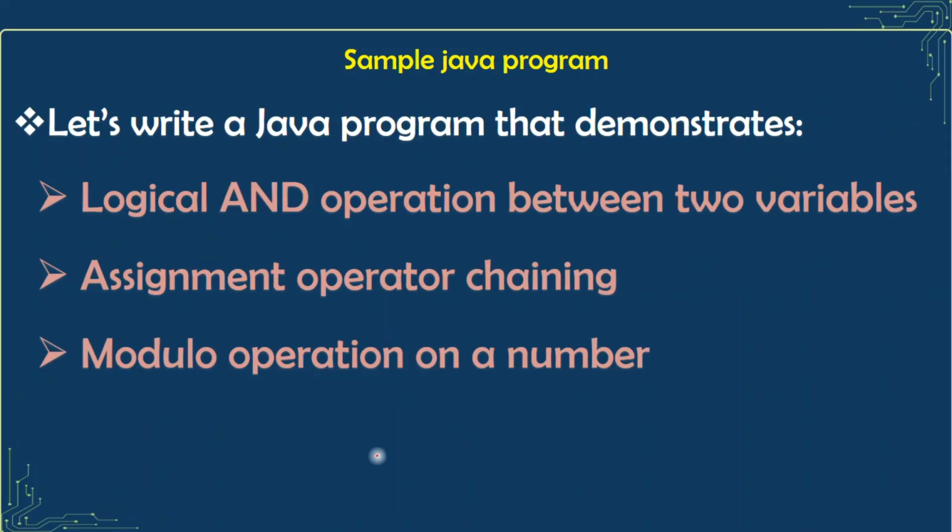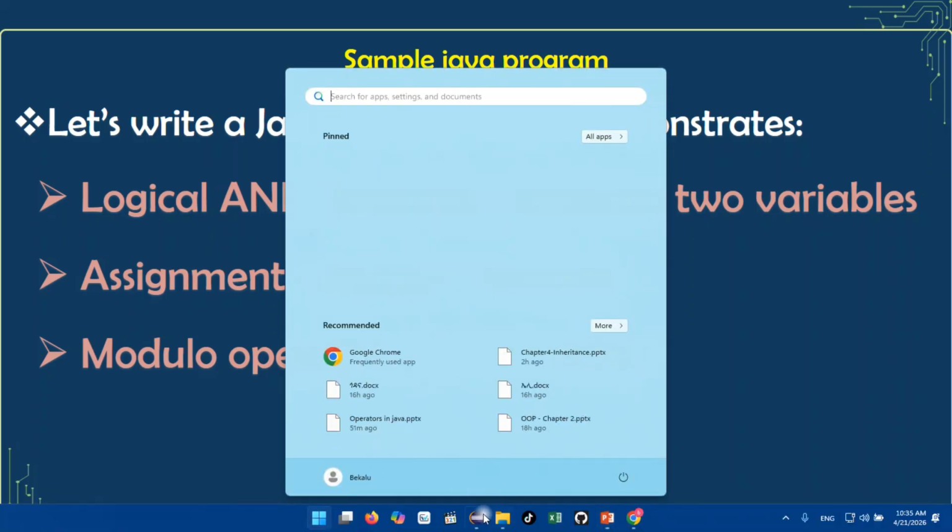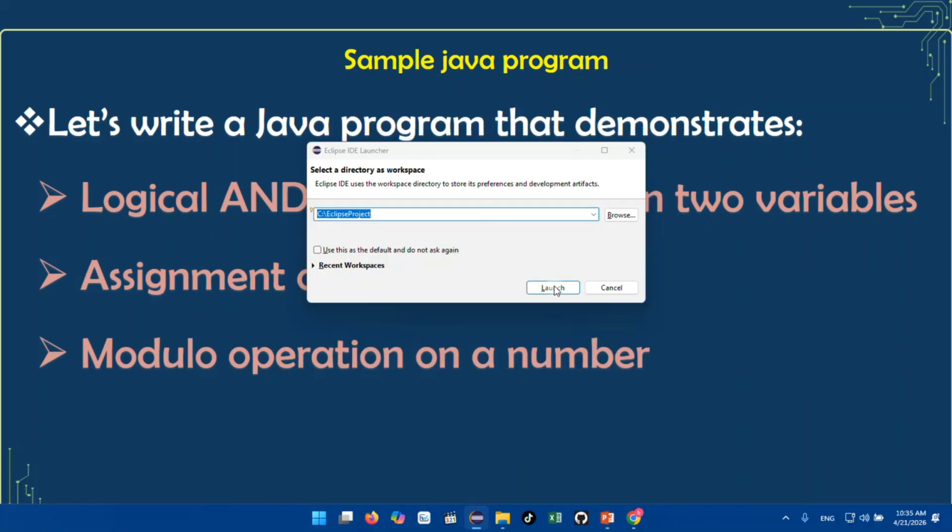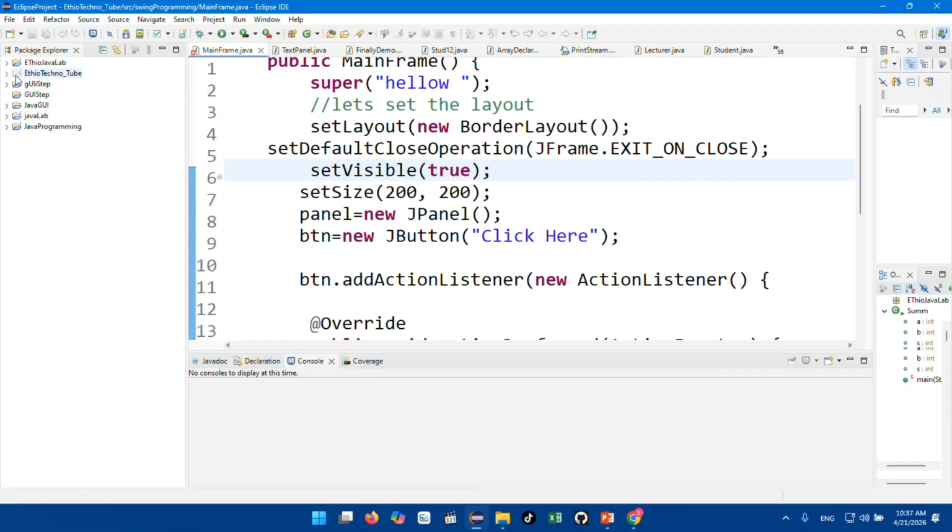So let's see a sample Java program. Let's write a Java program that demonstrates the logical AND operation between two variables, assignment operator chaining, and the modulo operation on a number. So let's use the Eclipse IDE. Here is the Eclipse IDE interface.